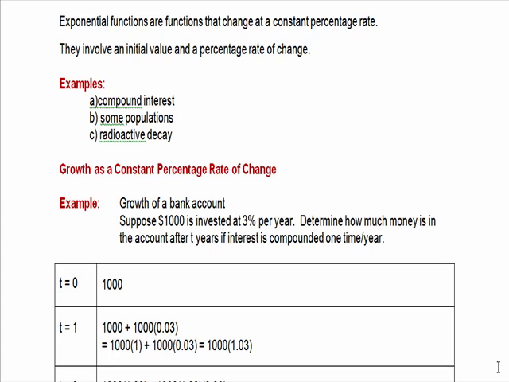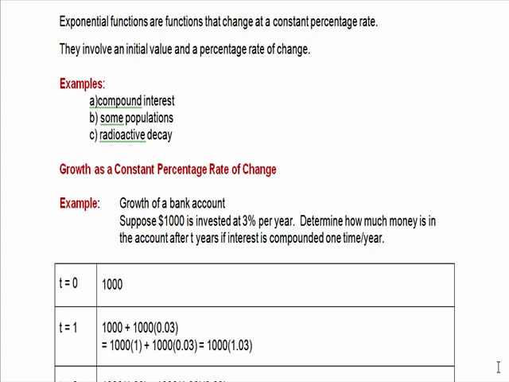Exponential functions are functions that change at a constant percentage rate. They involve an initial value and a percentage rate of change. This makes exponential functions similar but yet different from linear functions. Like linear functions, they do have the initial value, but unlike linear functions, the rate of change is not constant. It's actually a percentage change.